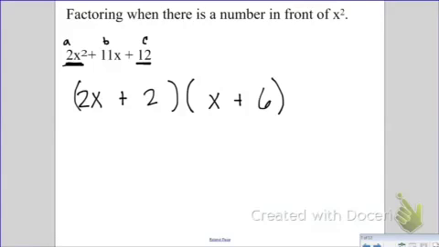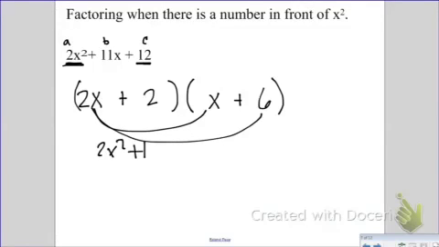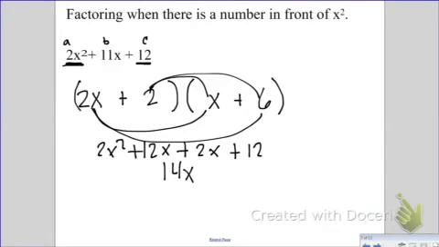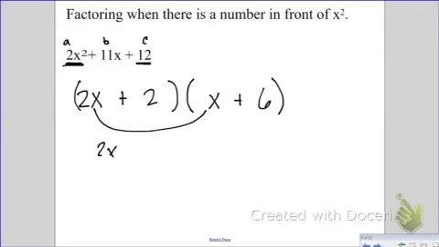So now let's check. 2x times x is 2x squared. And 2x times 6 is 12x. 2 times x is 2x. And 2 times 6 is 12. And I add those two in the middle, and I get 14x. That's not what I have. I have 11x. So that is not going to work for us. We've got to back that up. And 2 and 6 doesn't work.